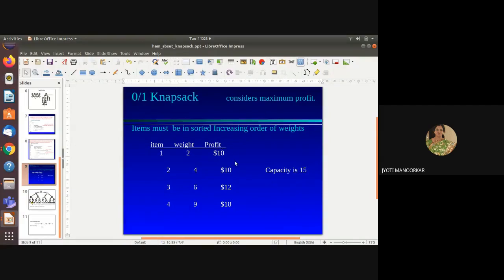So you have to display a state space tree to represent the optimal solution, that is, the maximum valued solution that is going to fit with this capacity. Okay, so let's see how to draw the state space tree for this.